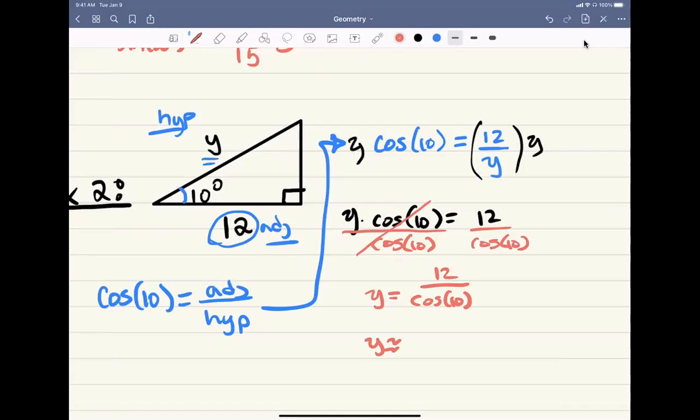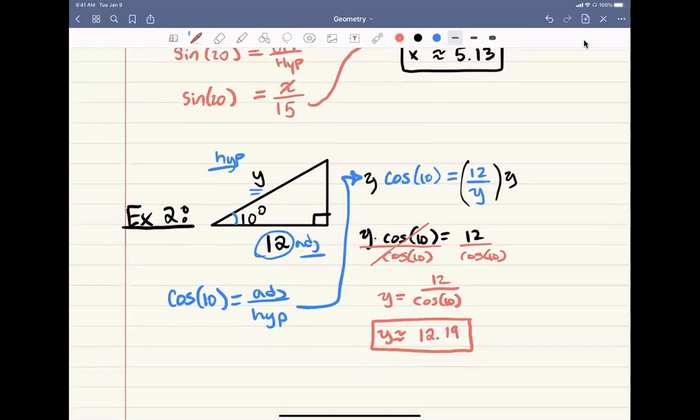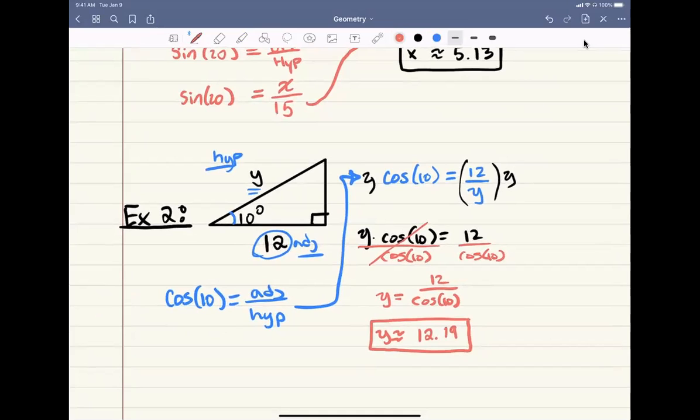Now, if we use our calculator, we're going to see that this is approximately 12 divided by cosine 10, and this is going to be equal to approximately 12.1819. Okay, and that's going to be our answer. Once again, we knew we had to use cosine because we were given the adjacent side and the hypotenuse of our angle. And when you have adjacent and hypotenuse, you want to use the cosine. Okay, let's go to our final problem.